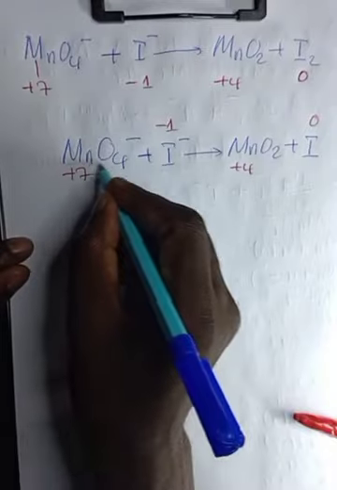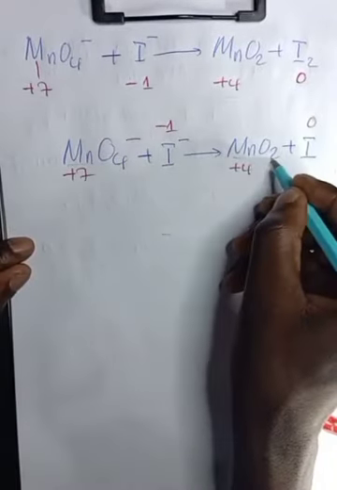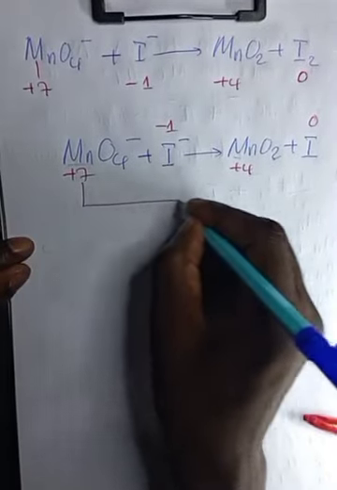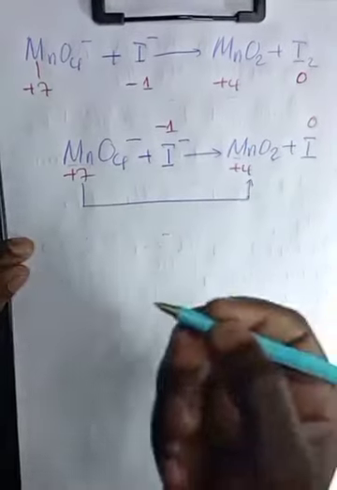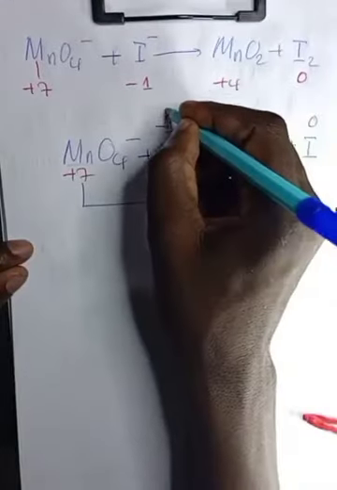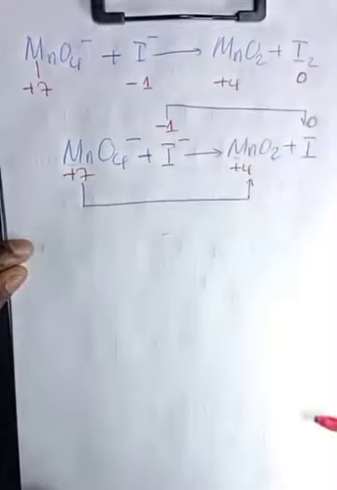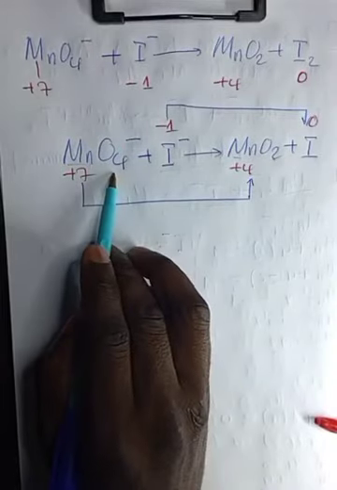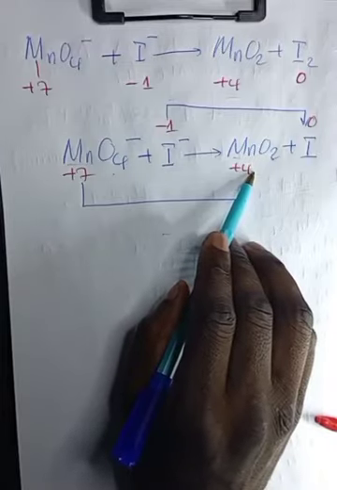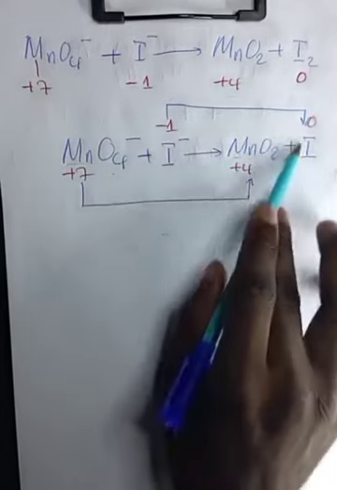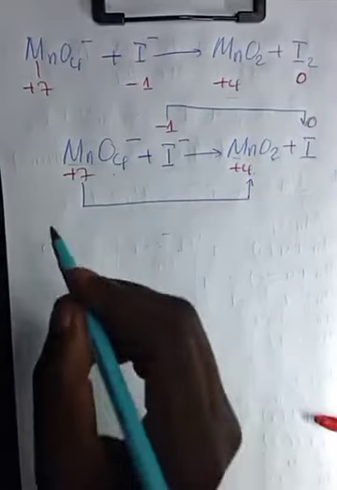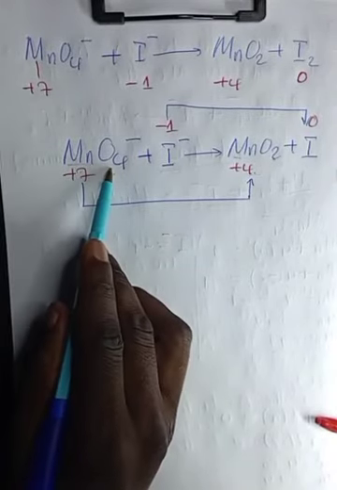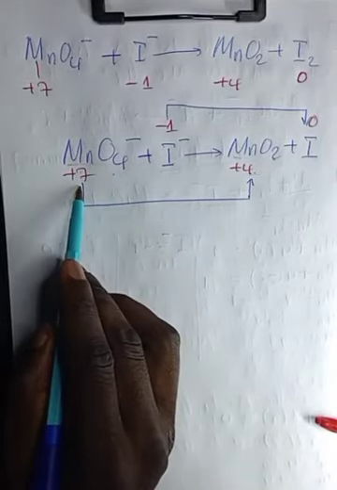So this one is containing manganese, and this one is iodide with iodine. Now I'm going to draw an arrow and you try to compare. We need to split this step 2 to identify which one is the reduction and which one is the oxidation reaction. So we compare how this compound was initially before the reaction and how it has become. Again, we check this one, how it was and how it has become.